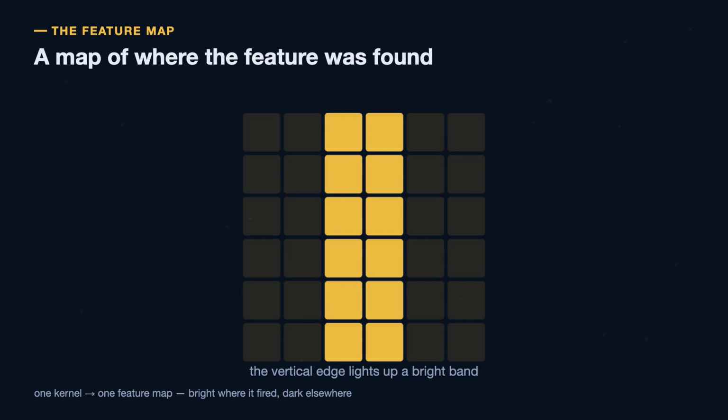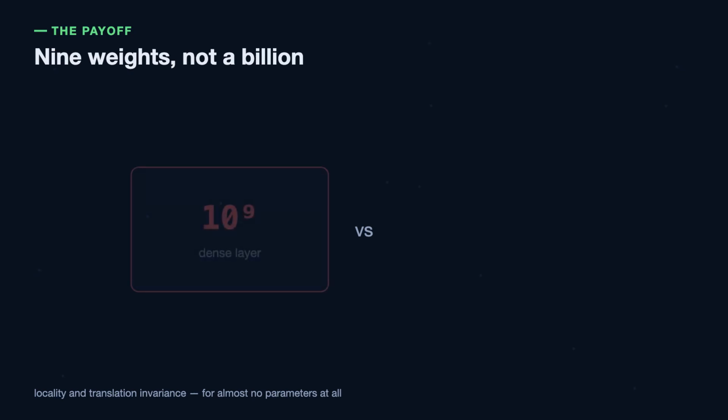Now sweep that 1 kernel across the whole image and record every response. The result is a brand new grid. We call it a feature map. It lights up brightly wherever its feature appears and stays dark everywhere else. 1 kernel produces 1 feature map, a map of exactly where its feature was found in the image.